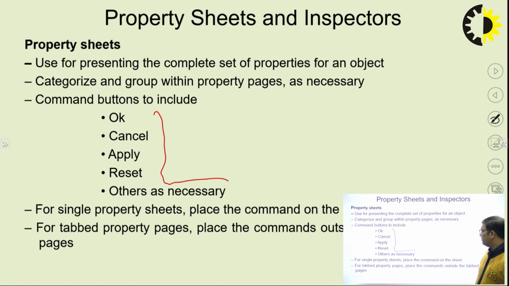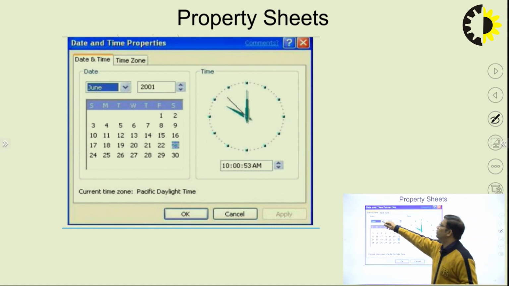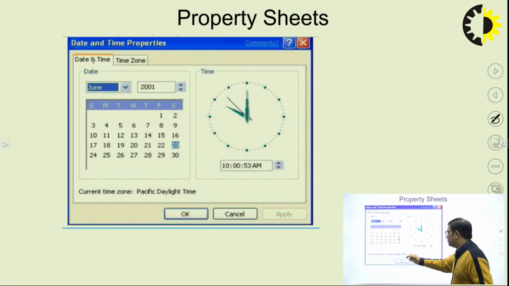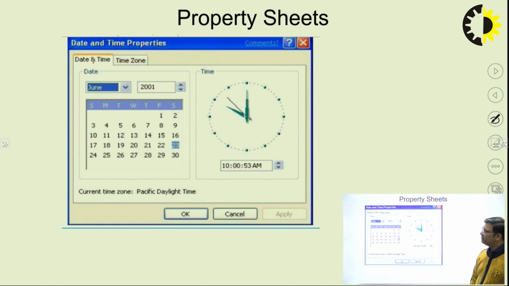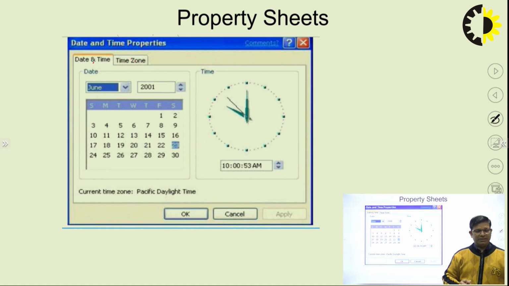For a single property sheet, place the command buttons on the sheet, and for tabbed property pages, place the commands outside the tabbed pages. These can be property sheets like date and time. So we can switch to date, we can switch to time also. If we want to change the date, we can do it in this way. If we want to change the time zone, we can do it and then just press OK. It is not necessary that we change both the date and time zone. We can change the date or time or the time zone, any.